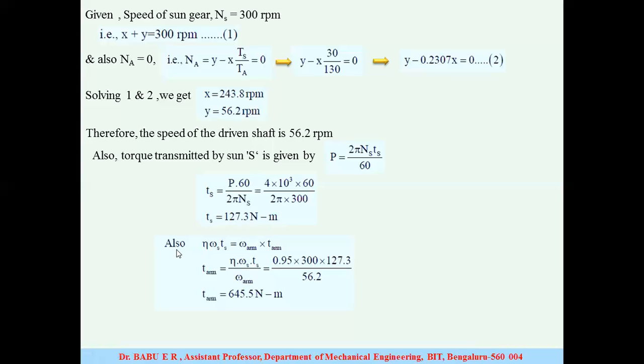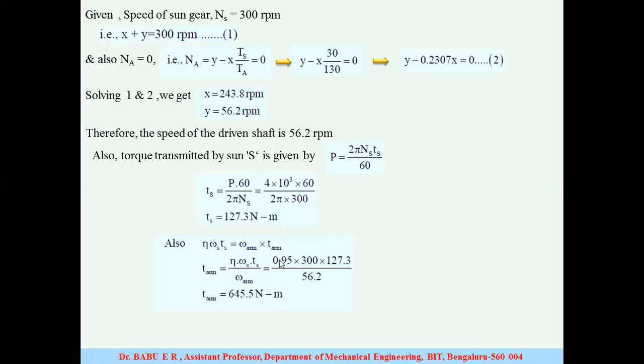Now we have to find out the torque on the driven shaft. The driven shaft is mounted on the arm, so we have to find out the torque on the arm. We have the equation: efficiency into omega s into Ts equals omega of RM into T of RM. This is the equation for efficiency. Efficiency is nothing but the output by input. The output is the RM, the input is the sun gear. So efficiency equals omega of RM into torque of RM divided by omega s into torque of the sun gear.